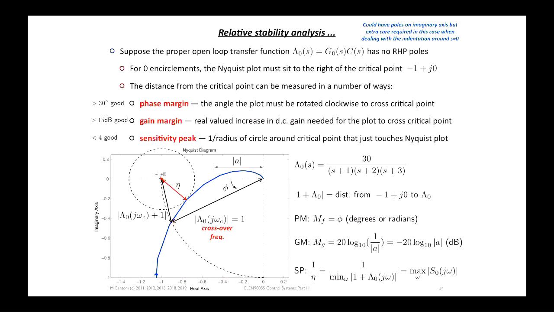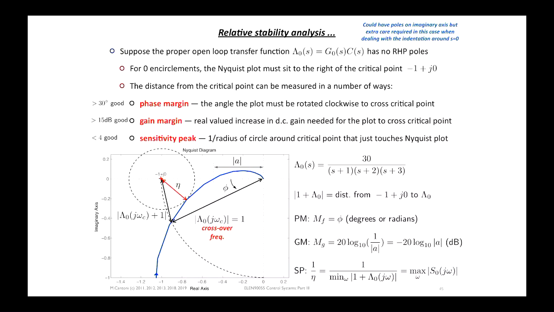Right, and the phase margin is how far away from the phase of -1 you are. There's the phase of -1, it's -pi. So we measure the phase margin this way. Okay, as a measure of how close your Nyquist plot is to the critical point.